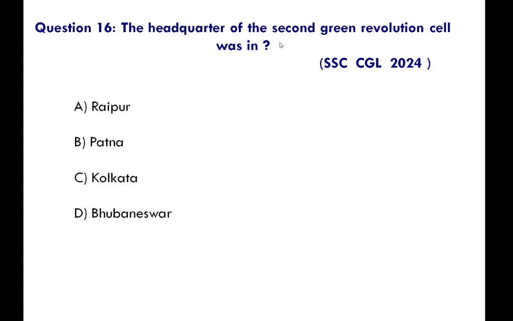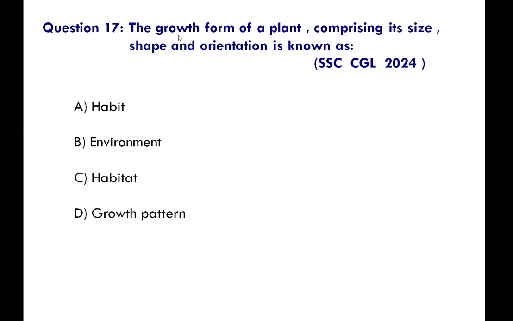The headquarters of the second Green Revolution cell was in Raipur, Patna, Kolkata, or Bhubaneswar. So the correct option is option B, that is Patna. The growth form of a plant comprising its size, shape, and orientation is known as habit, environment, habitat, or growth pattern. So the correct option is habit.